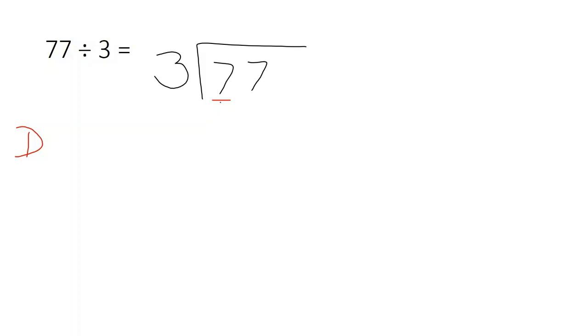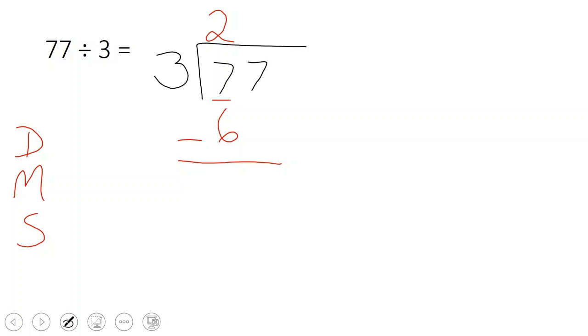I can skip count 3, 6. I have to stop at 6 because otherwise I will go over. So I only fit 2 3s into 7 because 3 times 2 gives me that 6. Next I would multiply. As I just said, 3 times my 2 gives me 6. So I'll put my 6 down below. Next I would subtract. So 7 minus 6 is 1. And then I would bring down. So we'll bring down that 7 to make a 17.